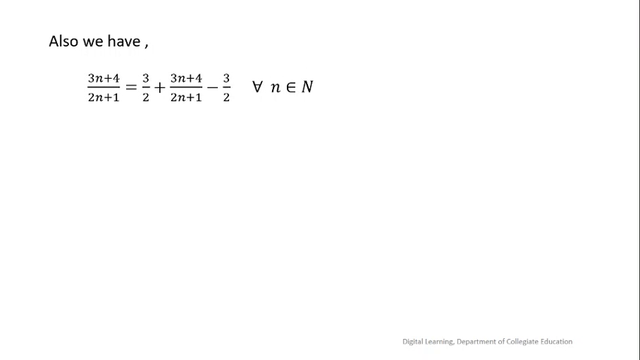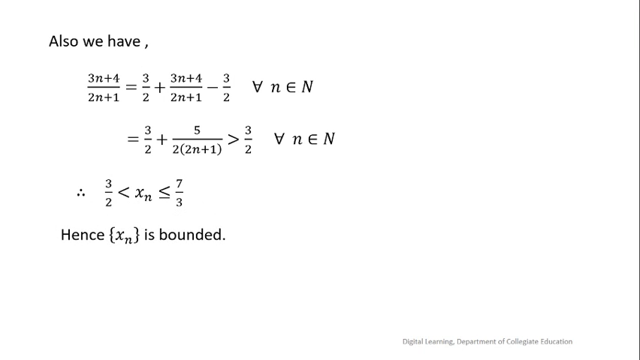Also we have (3n plus 4) by (2n plus 1). Here add and subtract 3 by 2. On simplification, we will get 3 by 2 plus 5 by 2 into (2n plus 1), that is more than 3 by 2 for all n. Therefore, xn is more than 3 by 2 and less than or equal to 7 by 3. Hence, the sequence xn is bounded.